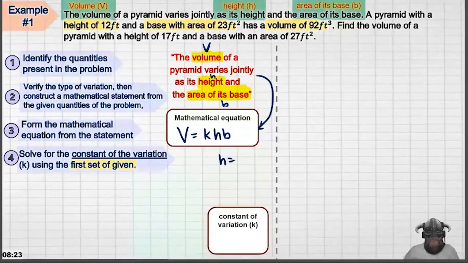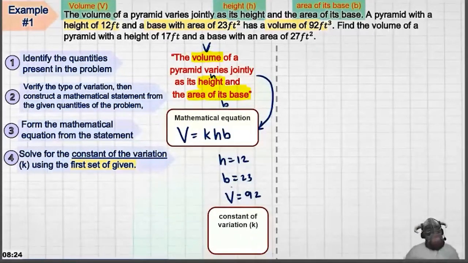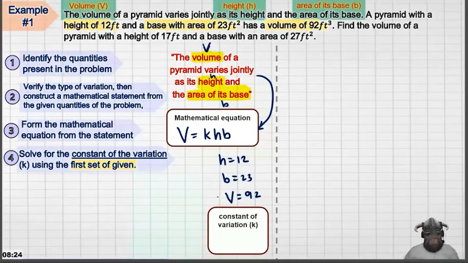So height of 12 daw siya, then base area with 23 feet squared, and then the volume, capital V, will be 92. So kung titignan nyo, hindi ko na kinonsider yung unit kasi sa huli na natin yan pagtutuunan ng pansin. So dun ka lang muna sa mga values nila. And from that, we'll try to use that and substitute it on our mathematical equation. So nilagay lang natin siya dito for solving.